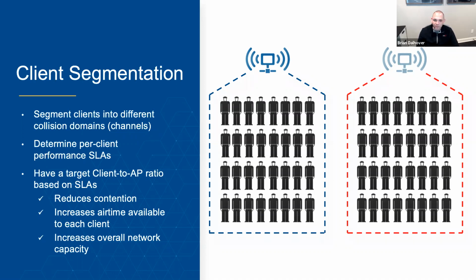The reason that matters so much is it speaks to that airtime thing I mentioned before. It reduces our contention because the less users we have on a channel, the more frequently each user gets to speak and communicate. That increases the available airtime, and ultimately it increases the network capacity. So that's what we're trying to do with client segmentation.